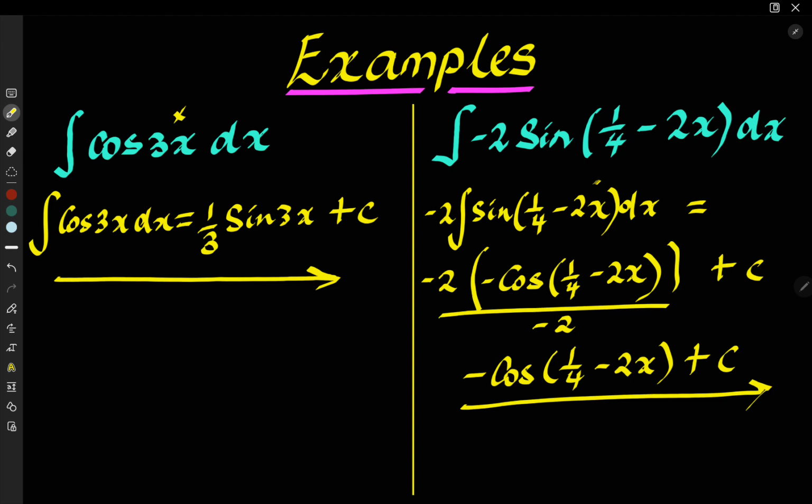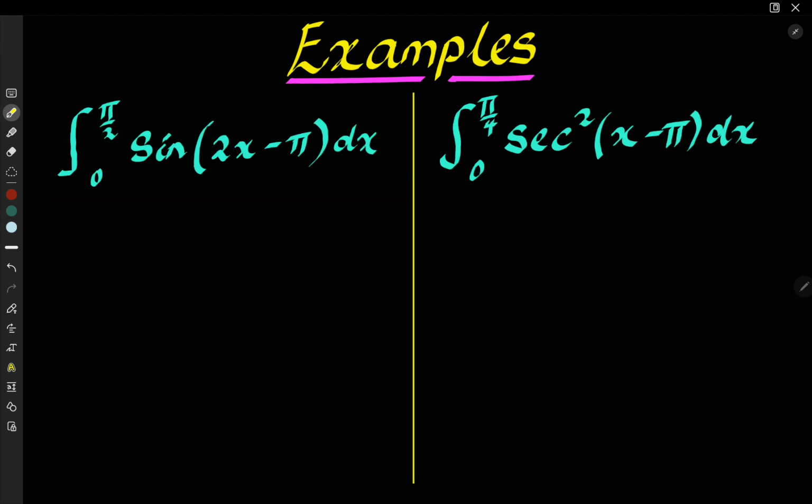Now let's look at the definite integrals. In this example, we are asked to determine the definite integral of sine (2x minus pi) dx from the limits of 0 to pi over 2. One thing that you want to do when you're working with definite integrals in trigonometric functions is to always turn your calculator into radian mode. Now, as you remember, the integral of sine is a negative cos. In this case, remember also to divide by the coefficient of x.